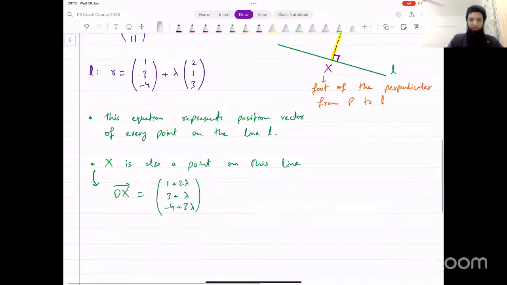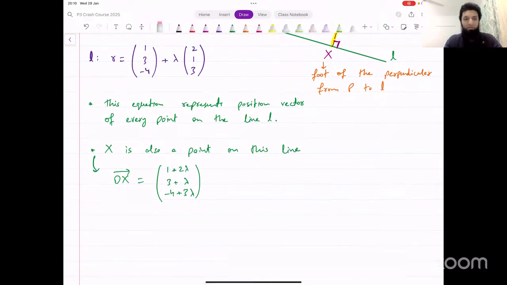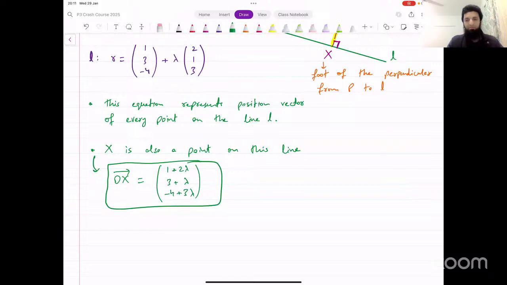Okay. Now, let me stop here. Let me pause here. Let me know if there's any confusion until this point. Do all of you understand why the position vector of X should be this? Why OX should be this? Does everyone get this? You can react in some way or write in the chat box because this is very important.